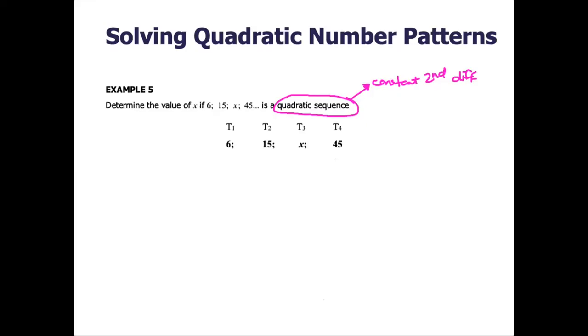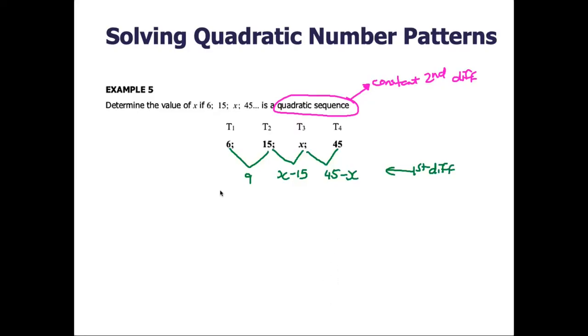So we start off with our first differences, because that's where we would have to start. So we'd say, okay, 15 minus 6 is 9. X minus 15, well, it's not numerical, so we just say x minus 15. And then 45 minus x will be 45 minus x. So this row is our first differences.